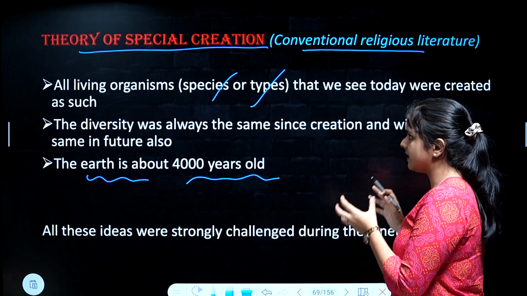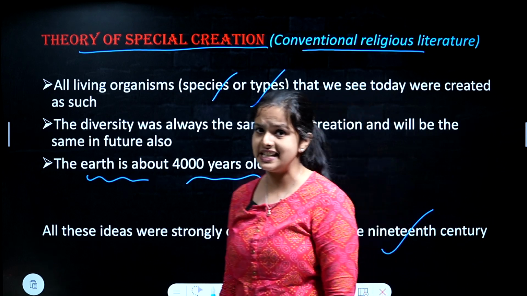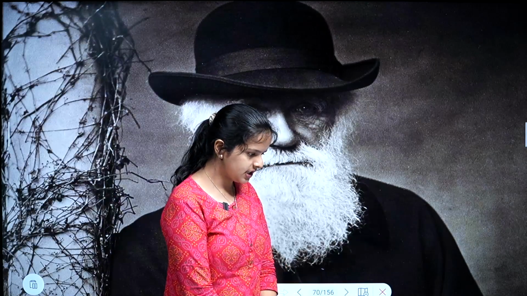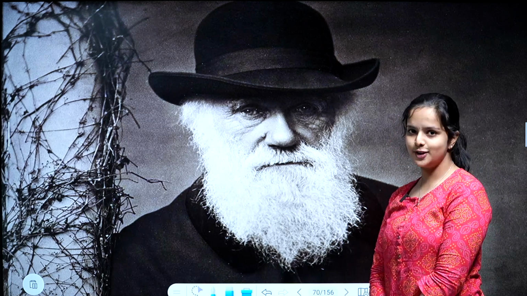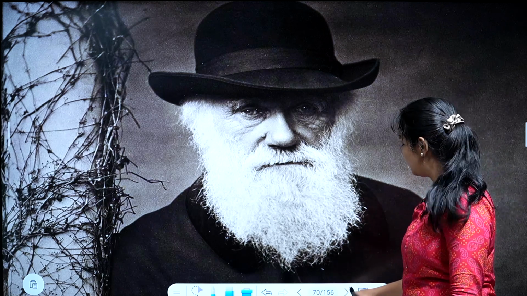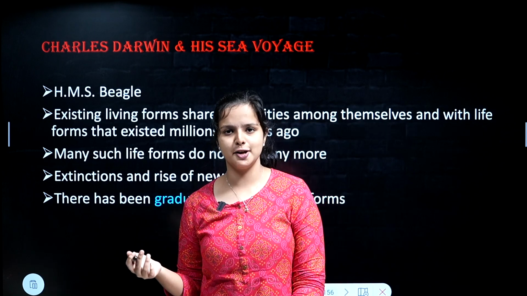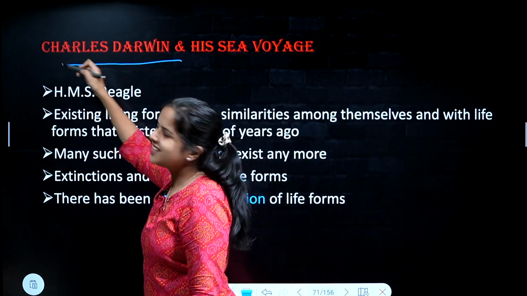This theory was strongly challenged mainly during the 19th century. And when this theory was challenged, there was someone else who came into the picture. This is someone who's very important if we look at the topic of evolution. Do you know him? Do you recognize him? He is none other than Charles Darwin. You may have all heard about Charles Darwin and his theory of evolution, right? So that's what we are going to learn now. Who was Charles Darwin and what did he do?